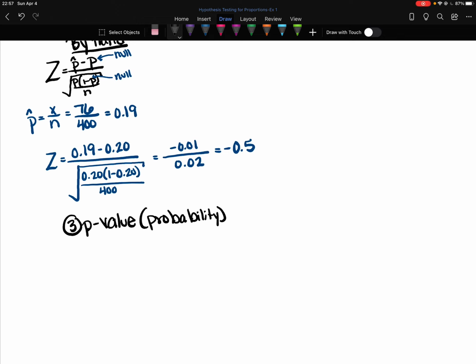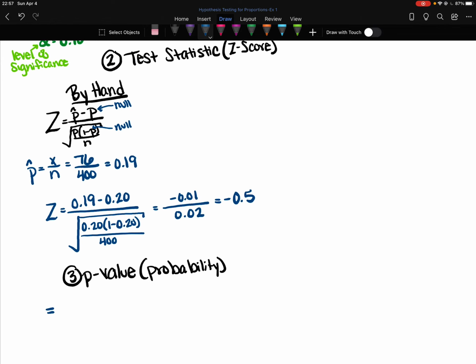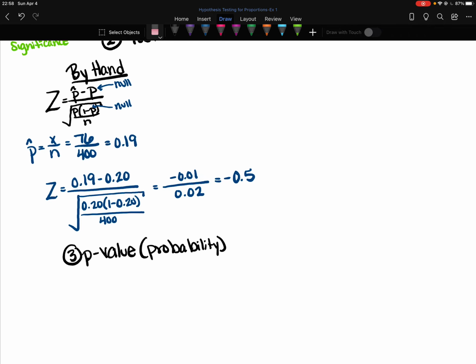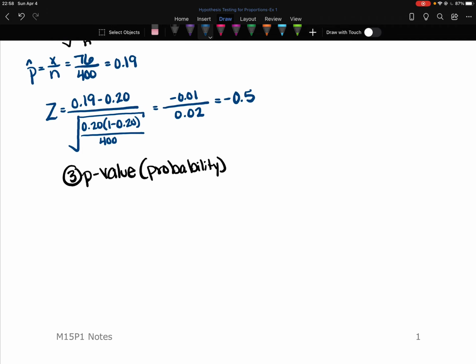So I'm going to find this p-value, which remember is a probability. And this is a p-value based on something that is normally distributed. That's why we use the z-score. So we're looking for the probability. We have a z-score of negative 0.5. So let's write a few things down actually. And again, I'm going to do this by hand. So my z-score is negative 0.5.